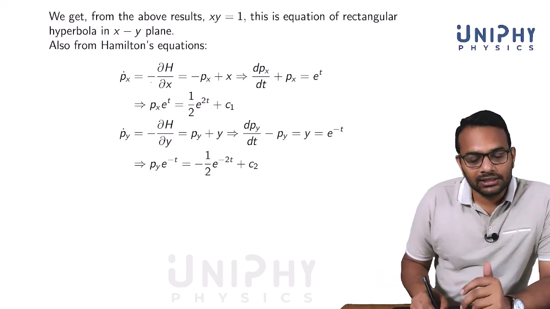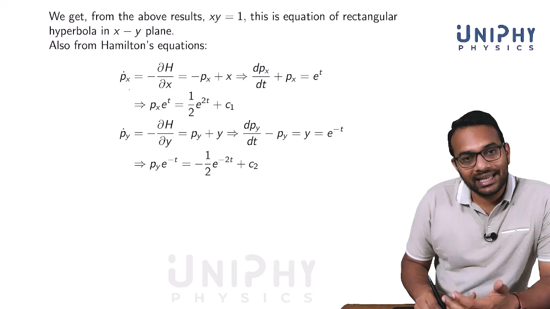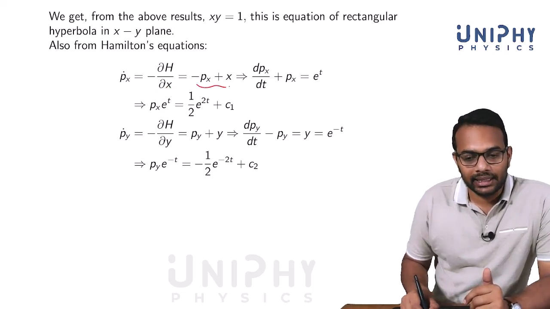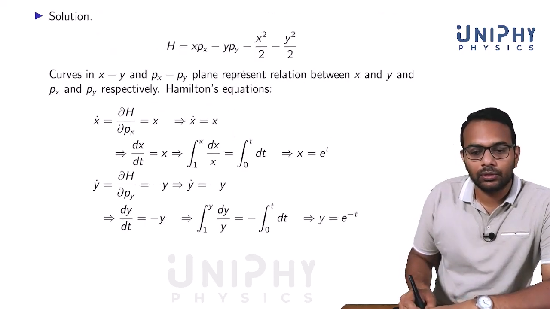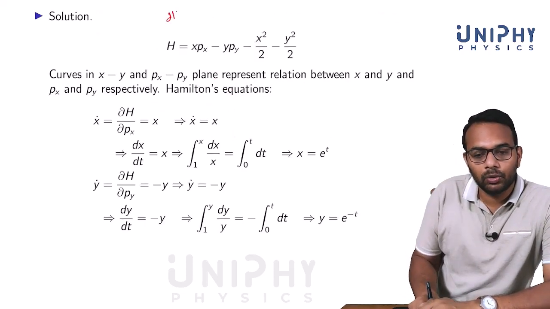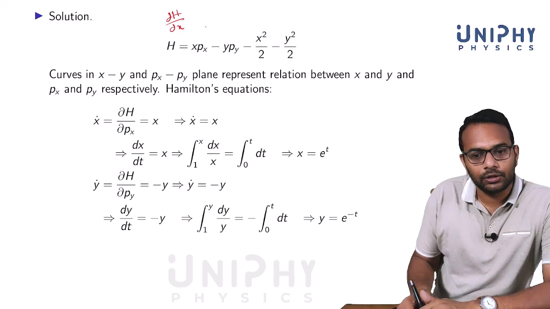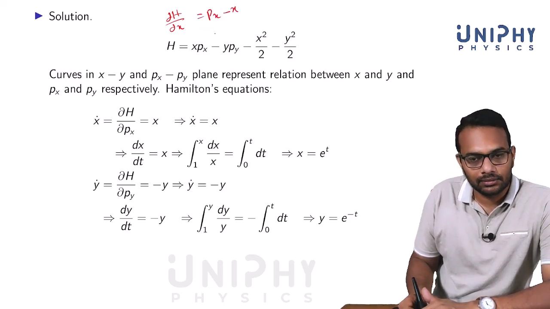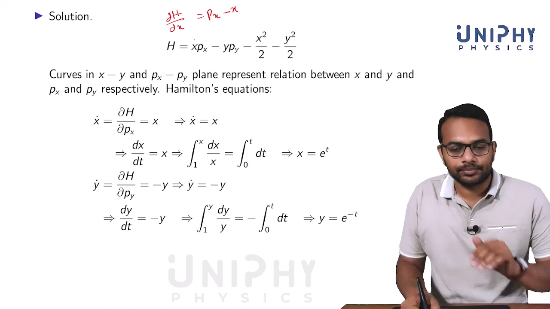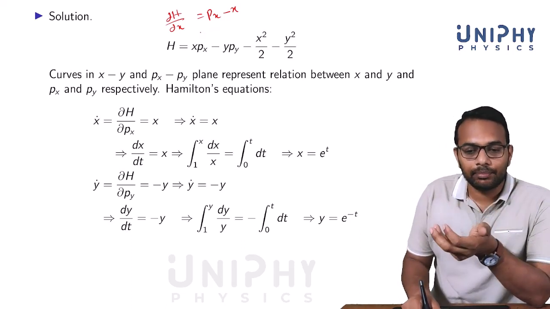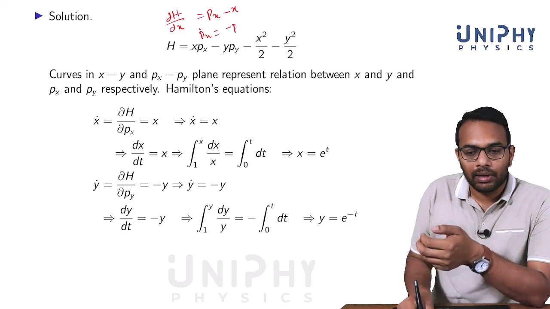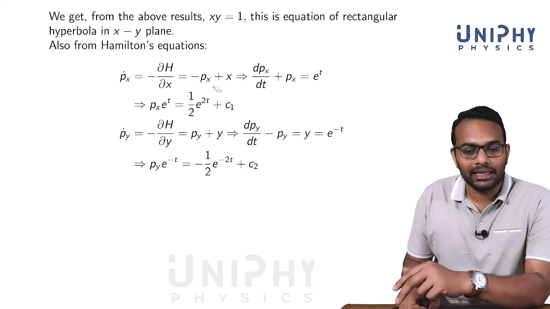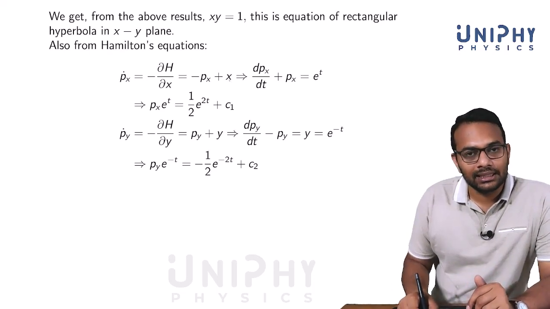From Hamilton's equation, we can see that Px dot is equal to minus dou H by dou x, which is minus Px plus x. Why? Because you look at the Hamiltonian here and you find dou H by dou x, and you see that it's equal to Px minus x. So this means that Px dot is equal to minus Px plus x. That's exactly what we have written here.